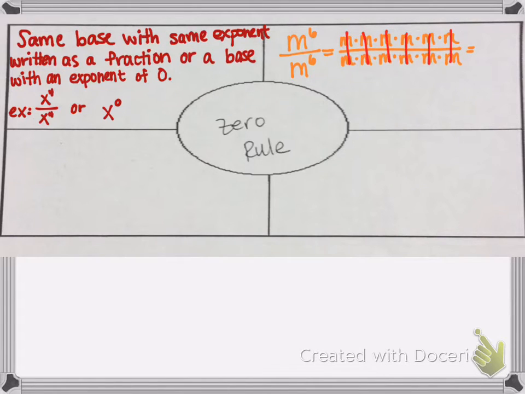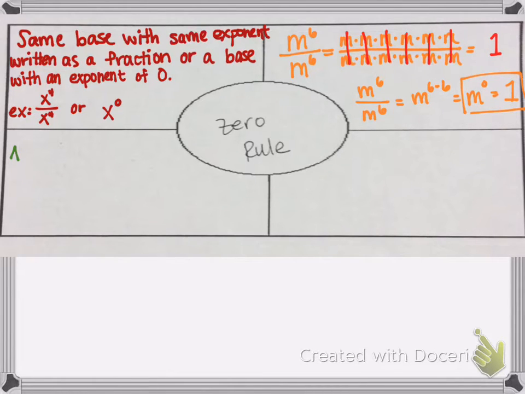And as I'm multiplying all of those together, 1 times 1 times 1 times 1 times 1, all that's left is just 1. Okay? You can also think about this using the quotient rule from the last target, where I took m to the 6 over m to the 6 and subtracted those exponents, and that would just be m to the 0, which again is just 1.